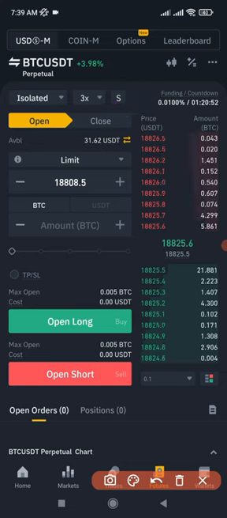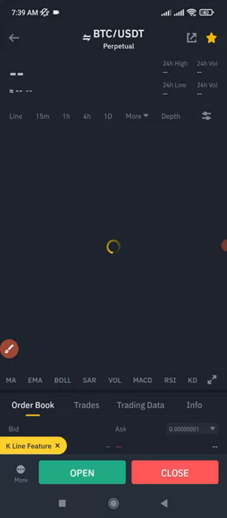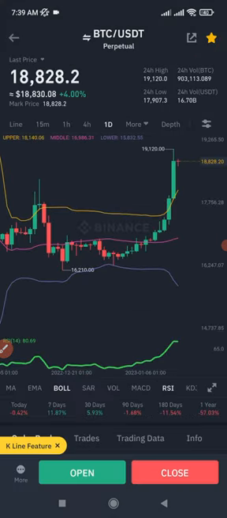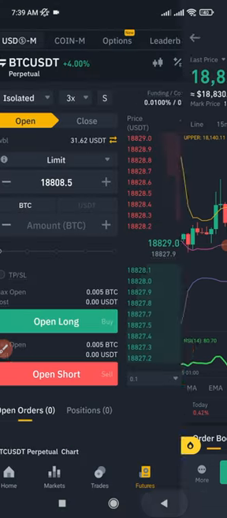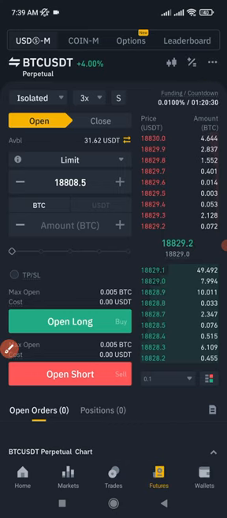All right. So the next thing here is this chart option. Okay, this takes you to the chart for the particular pair you are trading. So if I click on it, since we selected BTC USDT, you see the chart for that particular pair that you are trading.